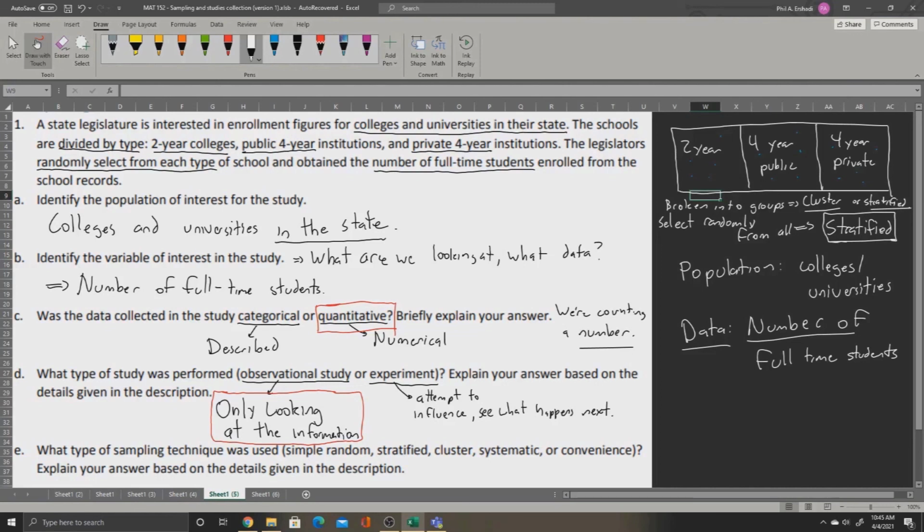When you're attempting to define a study, it's vital to know the population you're studying, the data you're gathering, whether that data is categorical or quantitative, whether you're only looking or attempting to run an experiment, and the type of sampling that you intend to use.